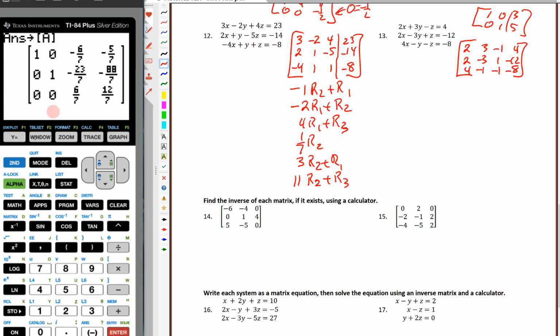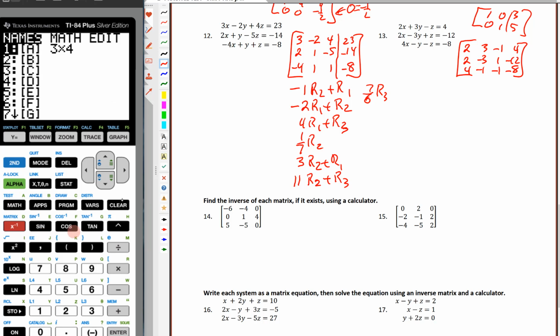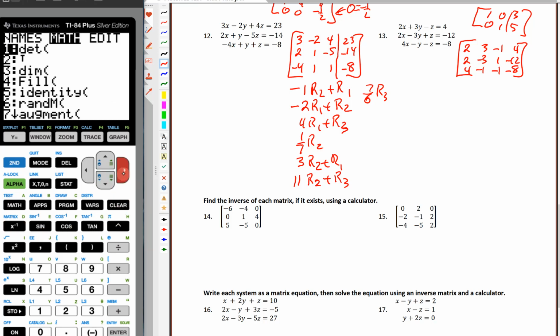Okay, and now I need to turn that into a 1. So to turn that into a 1, I need to multiply by the reciprocal. So the reciprocal on this one is going to be 7/6 times row 3. So let's see, we're going to times a row. So I'll just make that one from scratch.